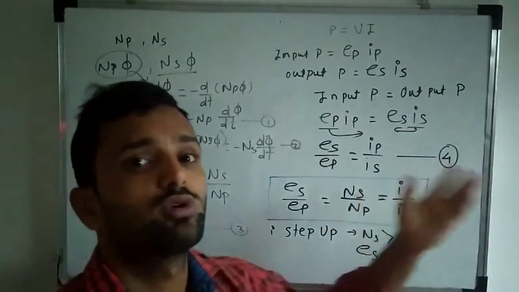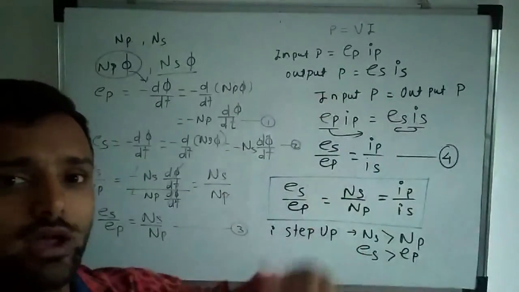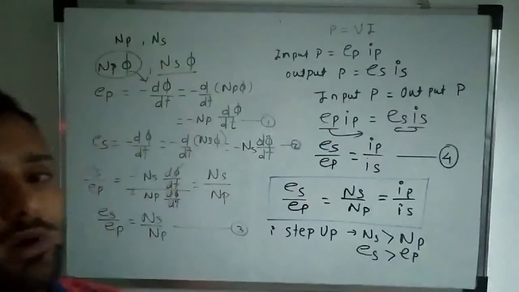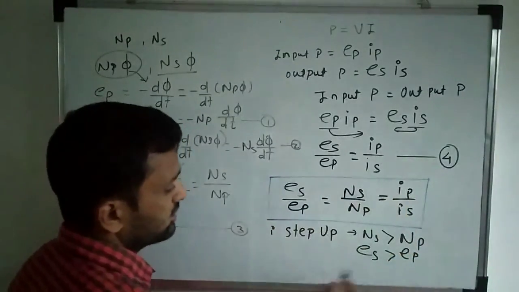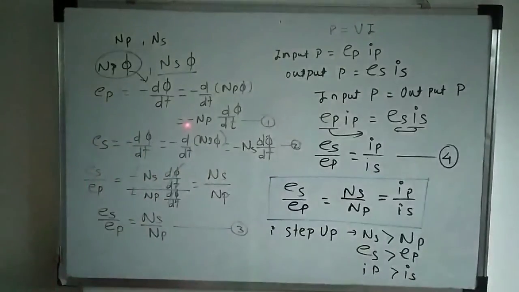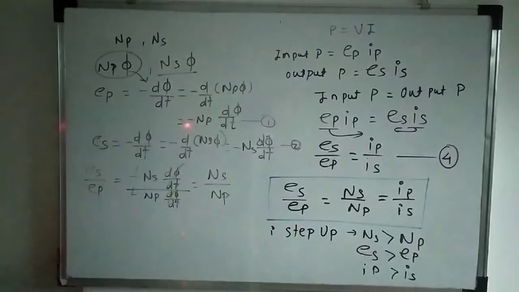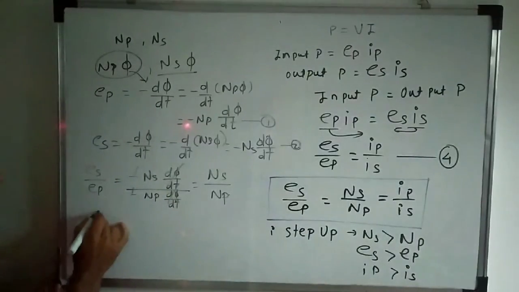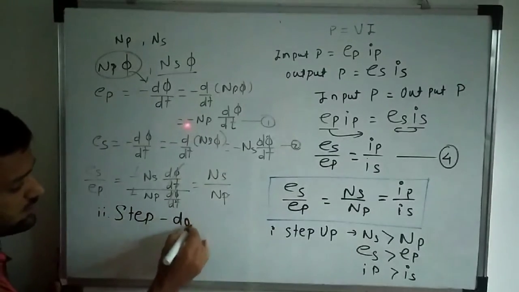So in this case output is greater than input. So we can say that the voltage is stepped up at the output. This is called a step up transformer. Here we can write the current IP is greater than IS. So this is called a step up transformer, where the voltage at the output is getting stepped up. What is the second type of the transformer? The second type of the transformer is the step down transformer.